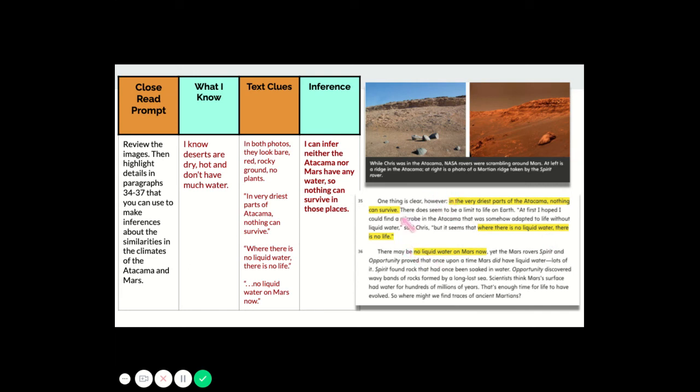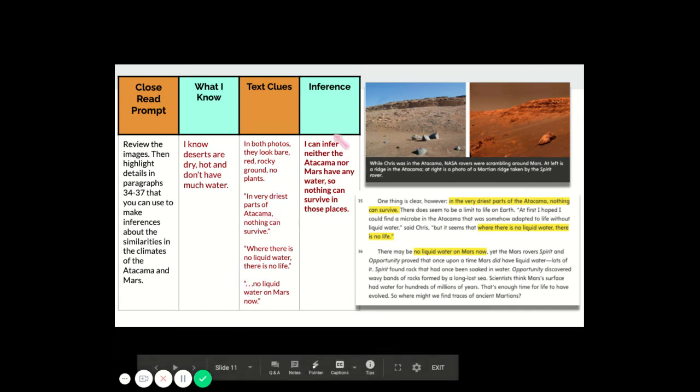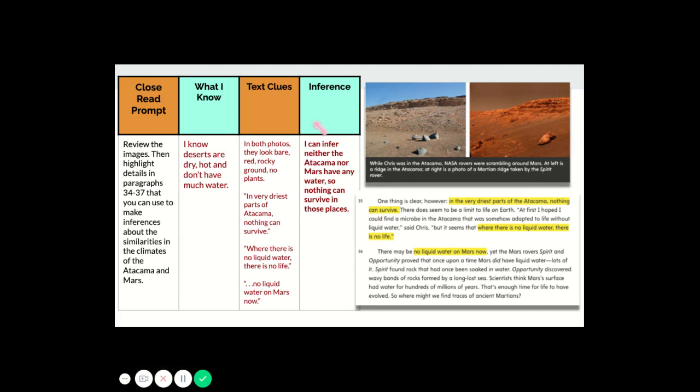So we know it's hot, we know it's dry because they don't have any water, or barely any. No liquid water on Mars now. And remember, we're looking at Mars and the Atacama. Well, Mars doesn't have water, and the Atacama doesn't have water. But we know the Atacama is very dry and very hot. Okay? So something I can infer from the evidence that I gathered is that neither the Atacama nor Mars have any water, so nothing can survive in those places.